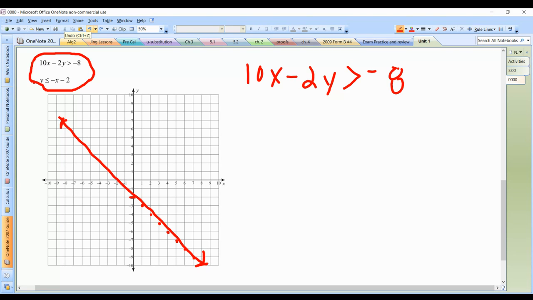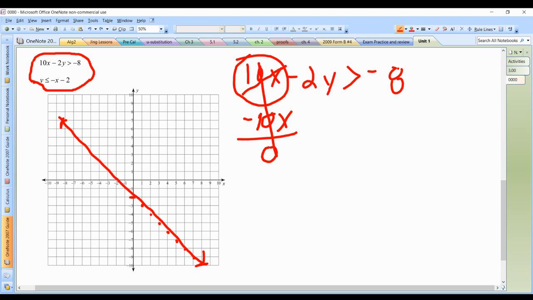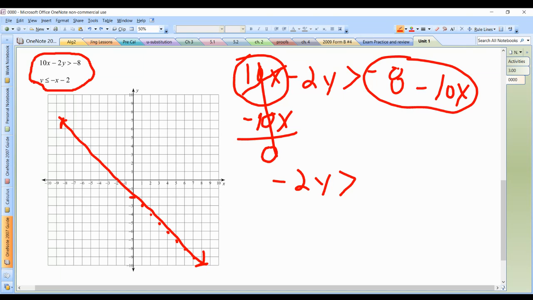But in order to graph it, it's going to be a whole lot easier if it's solved for y. So the first thing I'm going to do is subtract 10x from both sides. If I take away 10x from the left, then I have to take away 10x from the right, minus 10x. All right, so I'm going to have negative 2y greater than, and I'm just going to put what I have on the right side in an order where the x's come first. So I have minus 10x and minus 8.